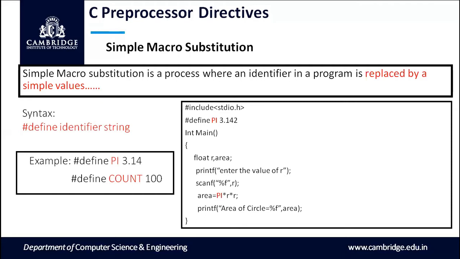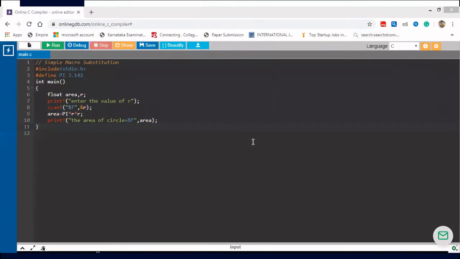As we know, a program starts with int main. Inside the program I declare float r and area. Where "enter the value of r" will be printed on the output screen, and the value of r will be entered by the user. After getting the value, I have the formula area = pi r square, that is PI into r into r. In the place of PI, the value which I have defined in my header part, that is 3.142, will be placed in the program.